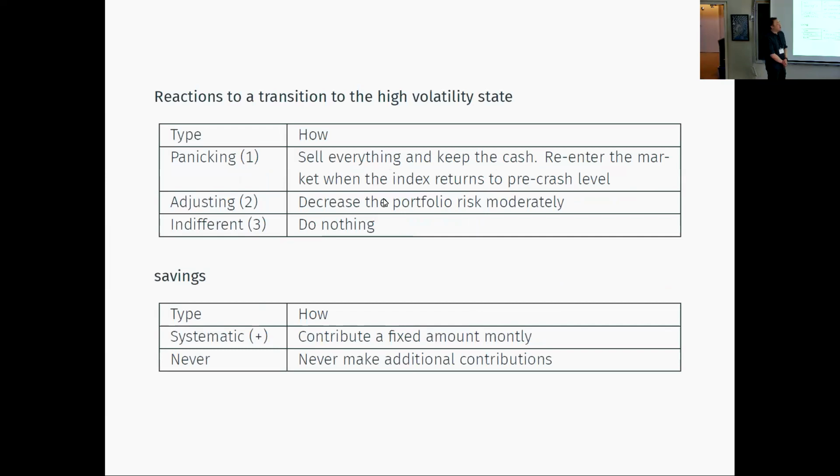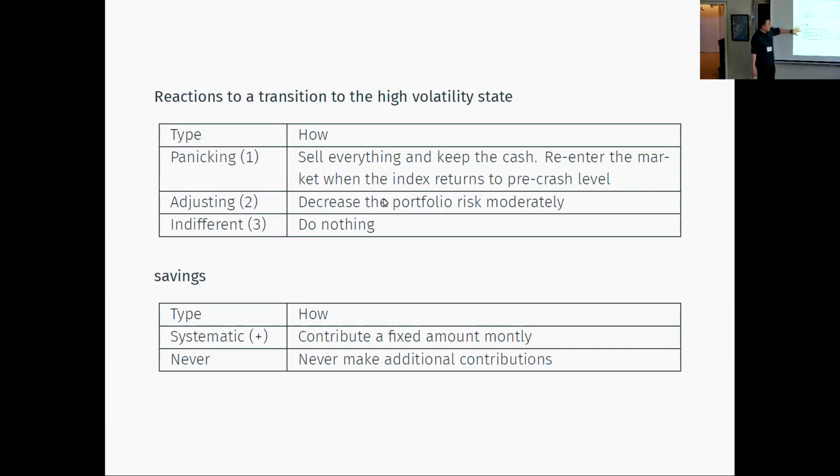When we have a high volatility state, when we have a market crash, some people panicked. Although in our data set there are not a lot of such clients, we do observe some clients who panicked and sold everything during a market crash. The majority of the clients in our data set adjust their portfolios based on what they think is the best strategy. And some clients do nothing.